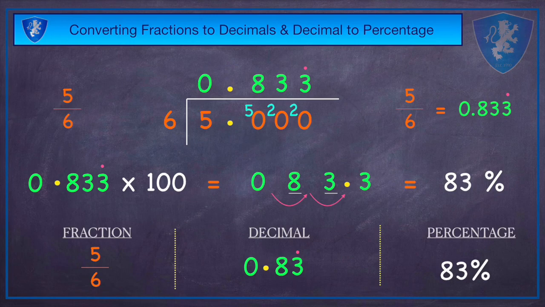And so now we convert this into a percentage, multiply by 100, 2 places, so 83.3, I've just rounded off to 83%, and so 5 over 6 is the same as 0.83 recurring, and then 83%, which is rounded off. So 5 over 6 is 0.83 or 83%. So that's 5 over 6.